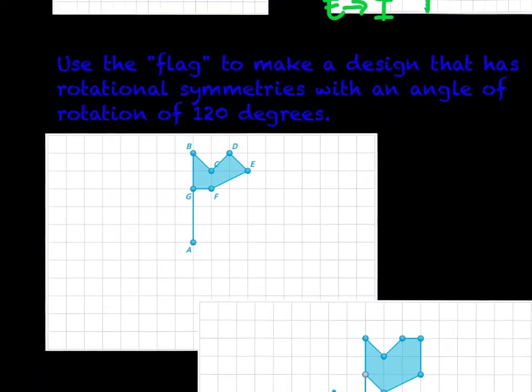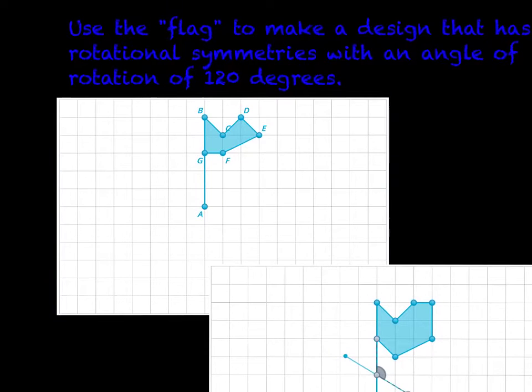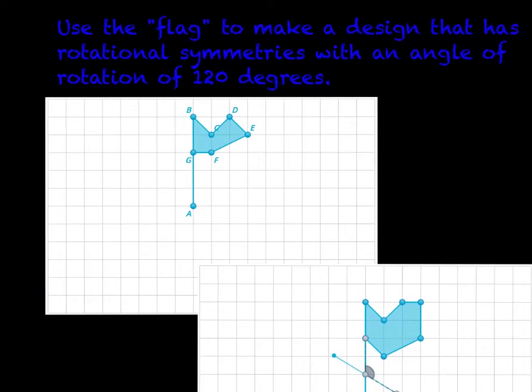Now, we also need to understand how to show some rotational symmetry within an object, and you need to understand that it's not just one rotation. You want to see how many rotations you can get with this sort of thing.